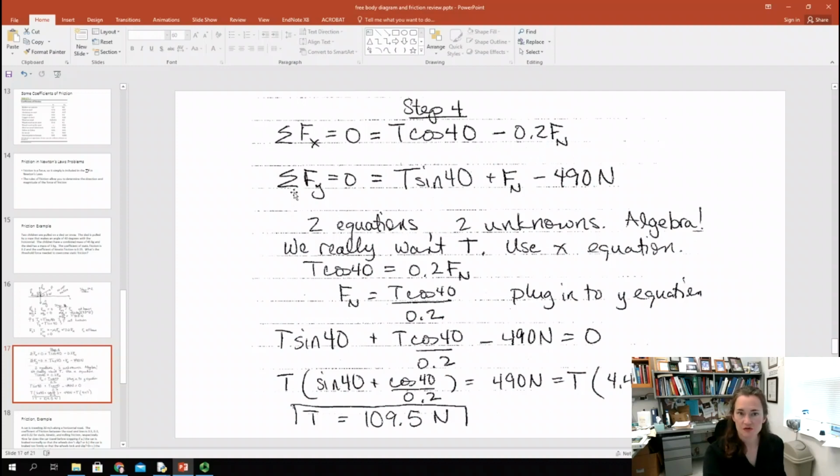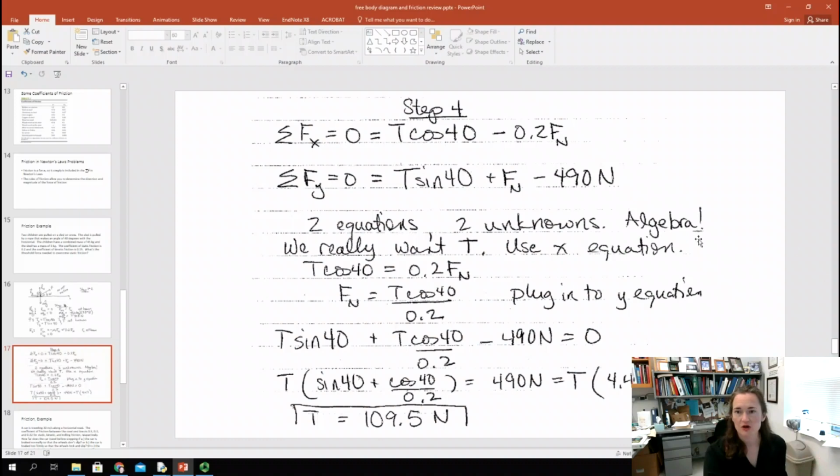Now I look at the sum of the forces in y. The sum of the forces in y is equal to 0. That's equal to all the forces with a y component. I've got tension, normal force, and gravity. Summing all those up, T sine 40, that's the y component of the tension, plus the normal force, an unknown, F sub n, and then gravity, minus 490 newtons. Now, you'll see here, I'm not done yet. This isn't a one and done kind of thing. Here I have two equations, but I also have two unknowns. Remember that you have to have the same number of equations as unknowns in order to solve a problem.